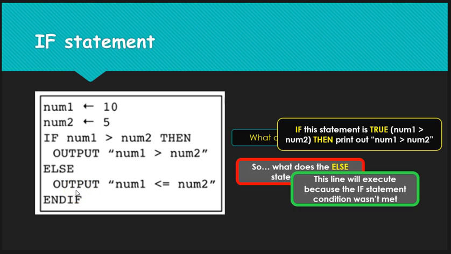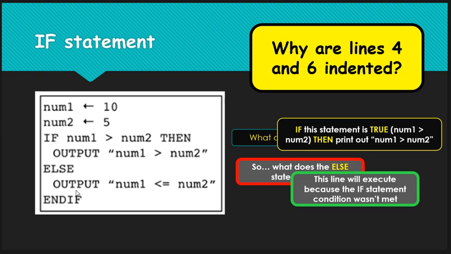The other question which I asked everyone in lesson was, why are lines 4 and 6 indented? Well, the idea is that these 2 lines actually belong to a root. So this output line belongs to the if statement, and this output here belongs to the else statement, and nothing will happen unless the condition is met. So once this condition is met, then this will be executed.